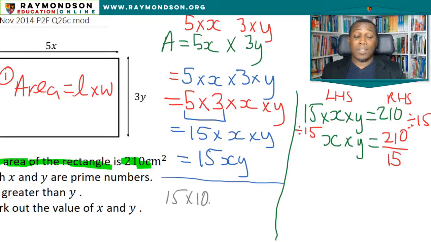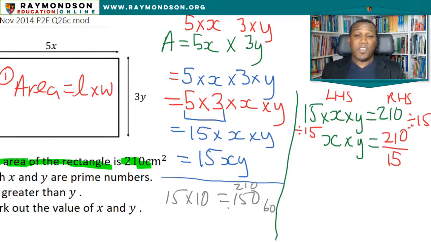15 times 10, this is how the brain works, because I'm actually going to do this mentally, but I'm making that thinking explicit to you. 15 times 10 will give me 150. And then I'm thinking, well, from 210, that means that 60 is left. If I do subtraction, I've got 60 left.